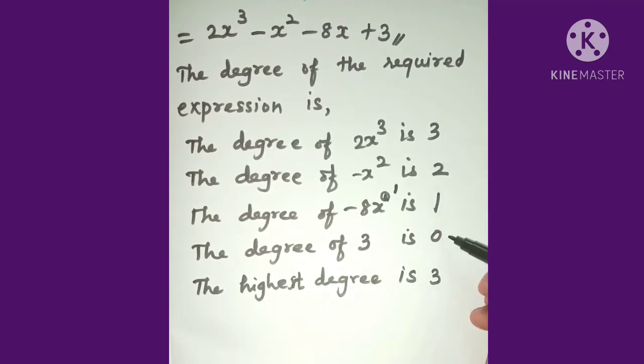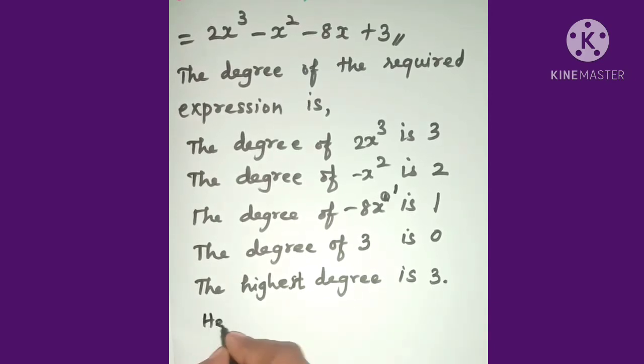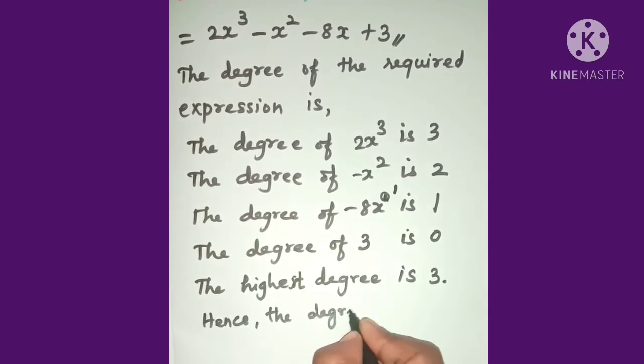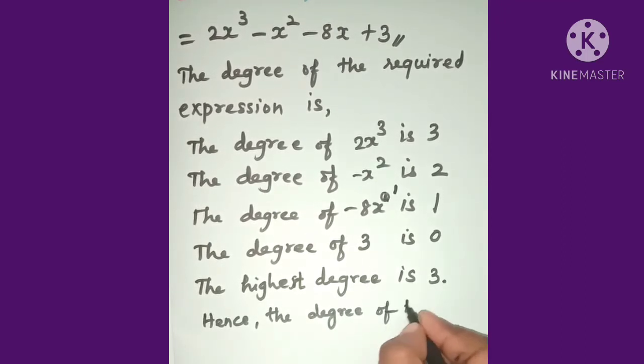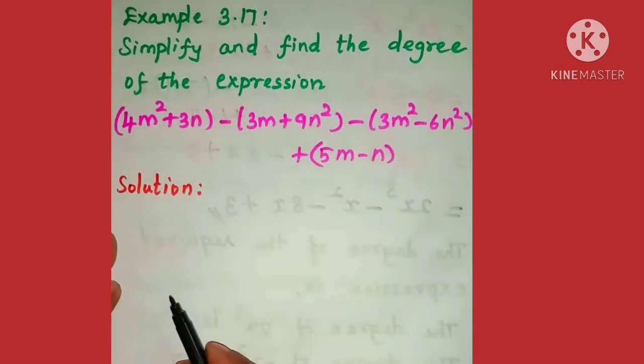So say all the degrees of each term. Which is the highest degree? 3. So it will be the degree of the required expression. Hence, the degree of the required expression is 3.